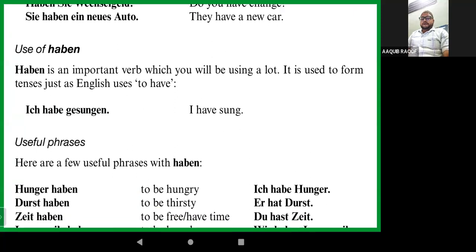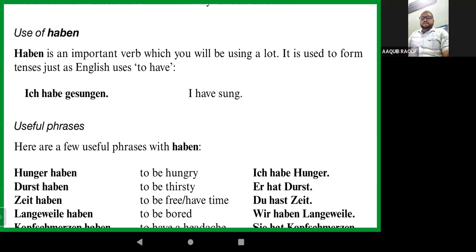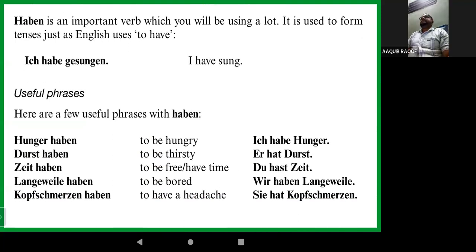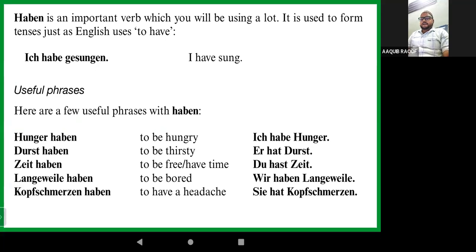Use of haben. Haben is an important verb which you will be using a lot. It is used to form tenses just as English uses to have. Ich habe gesungen. I have sung. Now here in German, when we already did something, just before the verb we add ge: gesungen. Ich habe gesungen. Ich habe gekocht. I have cooked. Ich habe getrunken. I have drunk. Ich habe gesungen. I have sung.